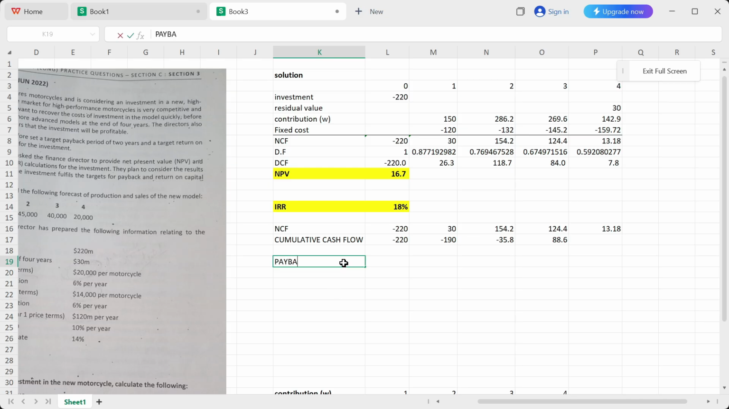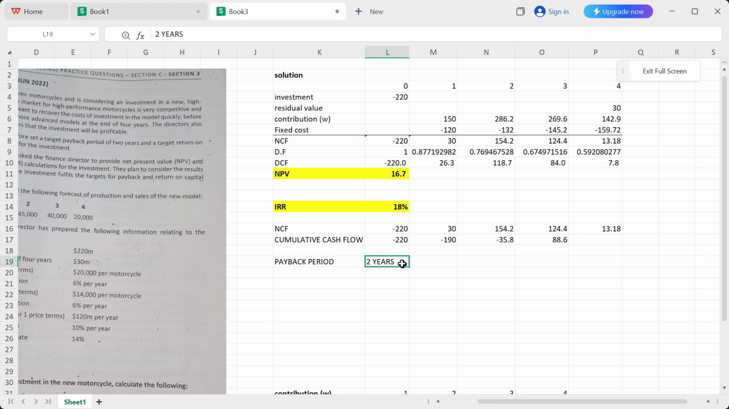So now I have to calculate the payback period. And you guys know that for the payback period, you basically see the year before which your value becomes positive. So you can see my value becomes positive at year 3. So I'm going to look at the year before that, which is year 2. So I'm going to say 2 years.